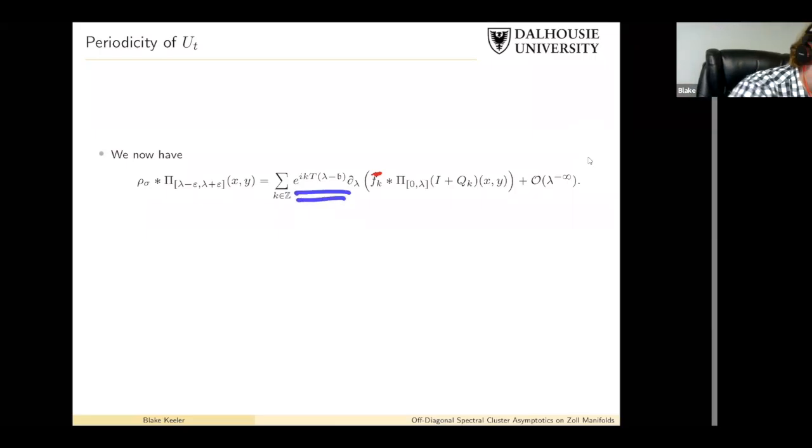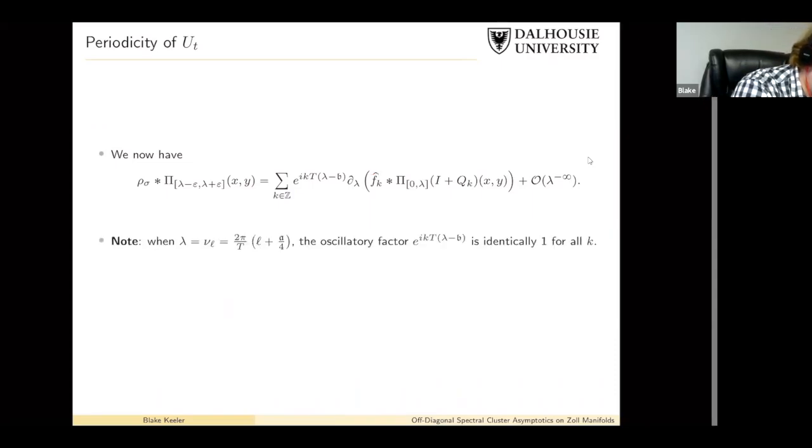And this exponential factor is actually the reason why we choose those nu sub L, the centers of our clusters, to be defined in such a particular way. Because if we choose lambda to be these nu sub L, which I will remind you are defined in this way, this oscillatory factor is just identically 1. We get e to the 2 pi times something. And so these oscillatory factors all cancel out, which makes the calculation significantly easier to handle. So this is why that choice of nu L is so important: to get rid of this oscillatory factor in the sum.